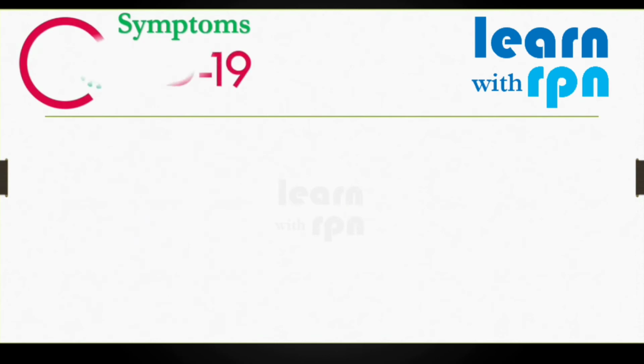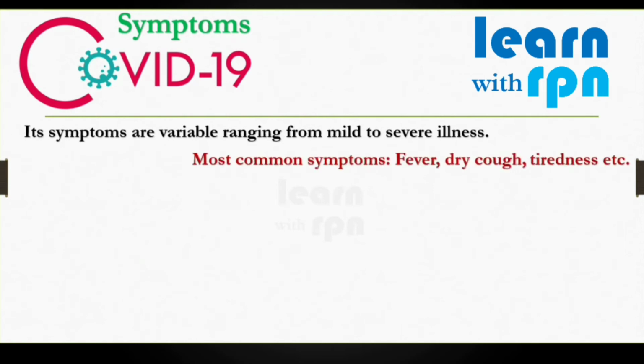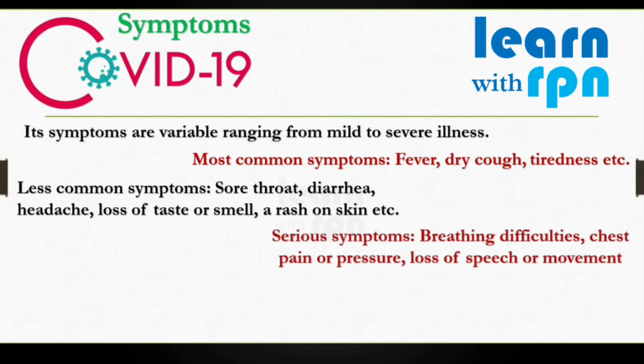So now we are going to understand what are the symptoms of COVID-19. Actually, its symptoms are variable, ranging from mild to severe illness. Most common symptoms are fever, dry cough, tiredness, etc. Less common symptoms are sore throat, diarrhea, headache, loss of taste or smell, a rash on skin, etc. If we talk about serious symptoms, breathing difficulties, chest pain or pressure, loss of speech or movement may be there.